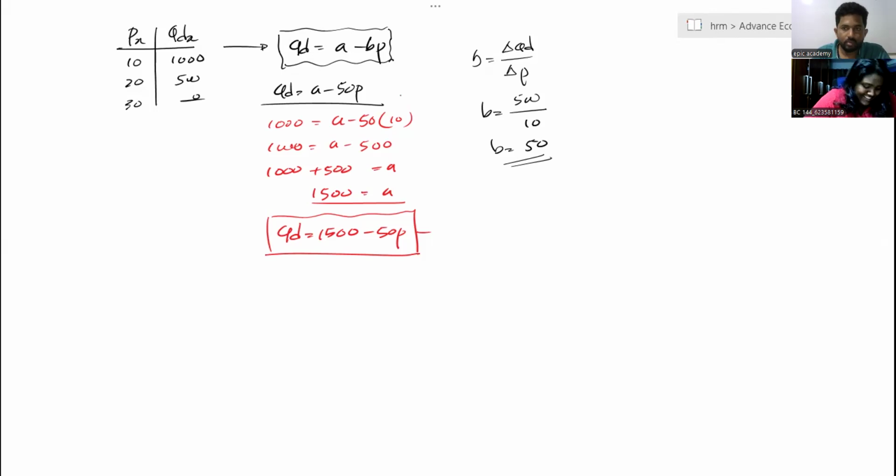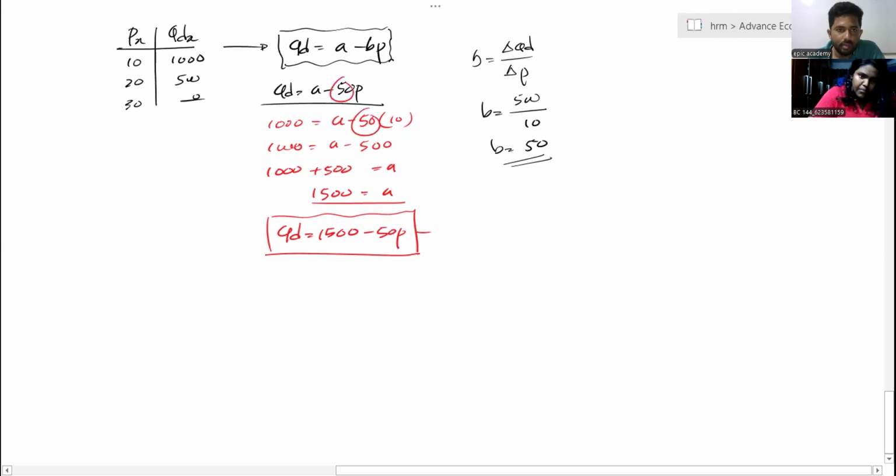So can you help me with this? Yes. First of all, just calculate the value for the B. B means delta QD divided by delta P. Delta QD value is just 500 and delta P value is just 10 rupees, and the B value becomes 50. Just use that 50.